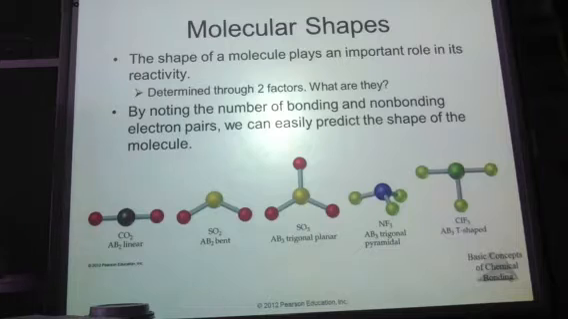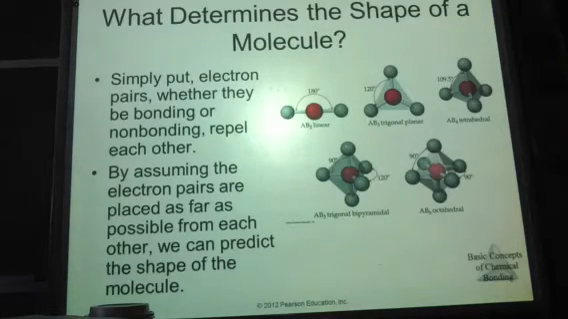In this chapter so far, it's imperative that we know electron domain geometry. How many electron pairs do I have? How many bonding pairs do I have? And then also the molecular geometry, or molecular shape, because it's the electron domain geometry that will dictate what the molecular shape is. So what determines the shape of a molecule? Well, we just said that. Simply put, electron pairs, whether they are bonding or non-bonding, are going to repel one another. That dictates the shape of a molecule.